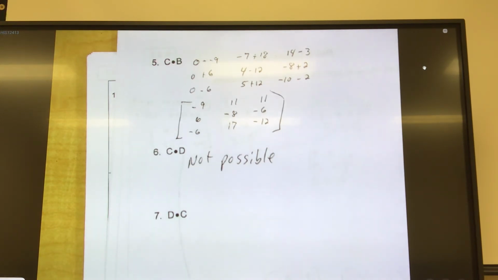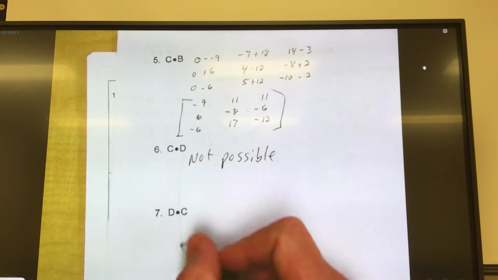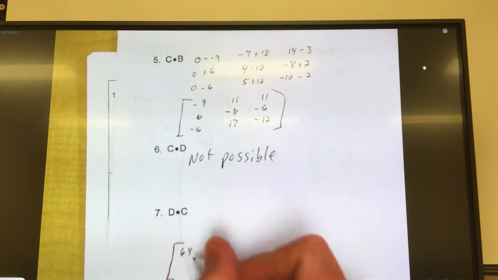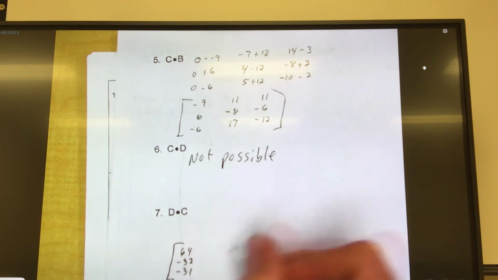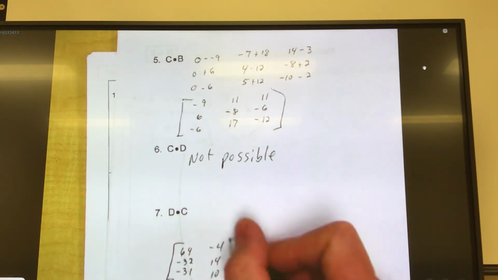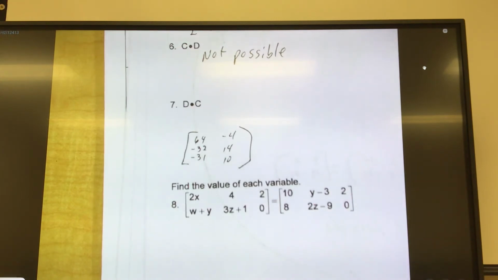Okay, so I'm just going to fill in so that you will have them for your notes on this one. You should come out with a final answer of 64, negative 32, negative 31, negative 4, 14, and 10. Okay, that way you'll have them for your notes. You can check your work.